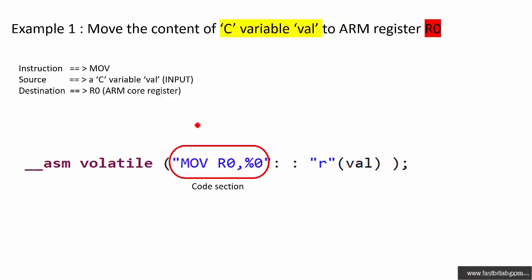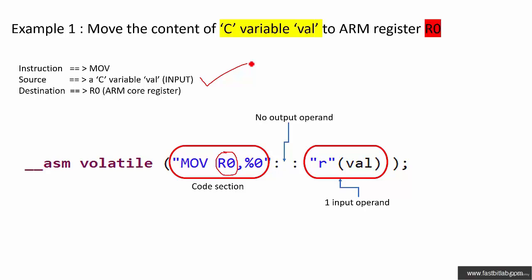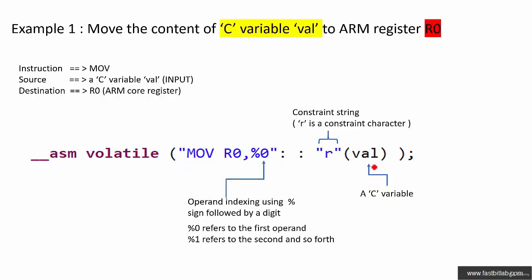First of all, you must mention the code section. This is the code section, that is the ARM instruction move, and we have used the destination R0. That's correct. After that, there is no output operand, isn't it? We don't have any output operand, but we have an input operand. C variable val is an input operand, and this is one input operand. Just check the way the input operand is written. Let me explain that right here.